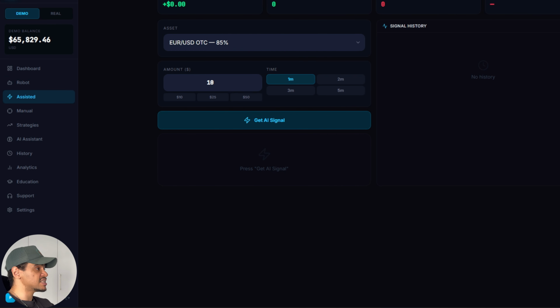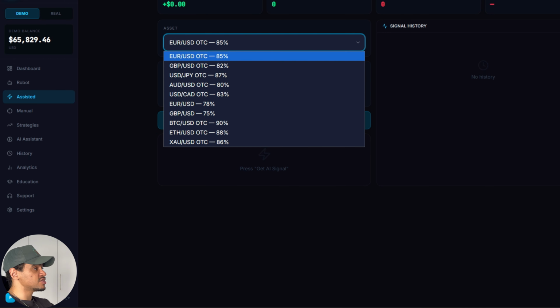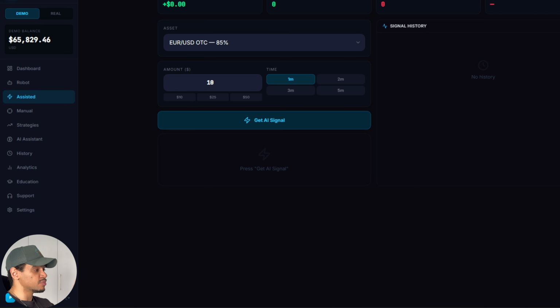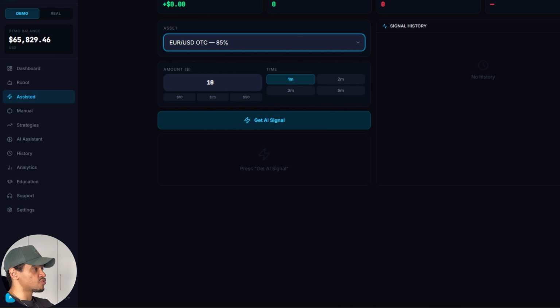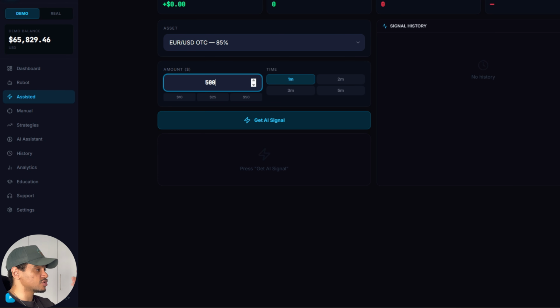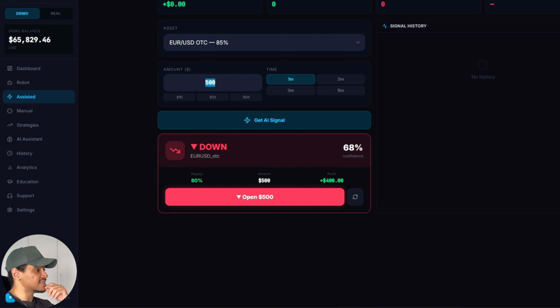So we go to assisted here. Assisted trading is you receive a signal based on the asset that you select. The robot also analyzes the market for you, completely automated, does everything, but you're gonna have to place a signal by yourself. So for example, I want United States dollar OTC, right? I select $10 for trade, or $50 per trade, or I can put like $500 in here per trade, right? And I just press get AI signal, and there you go.